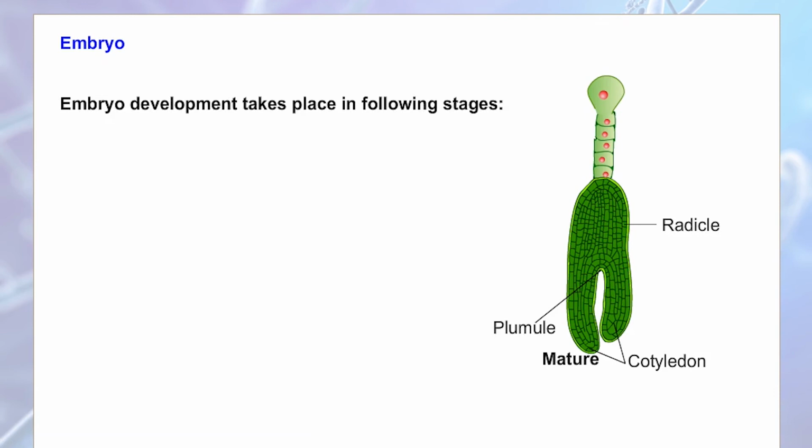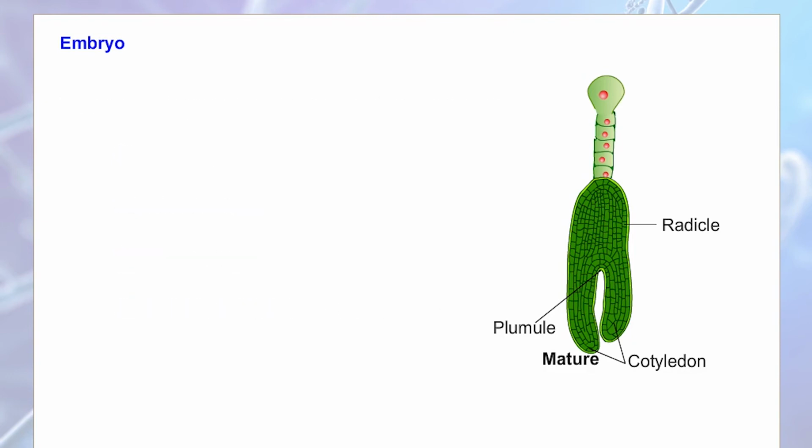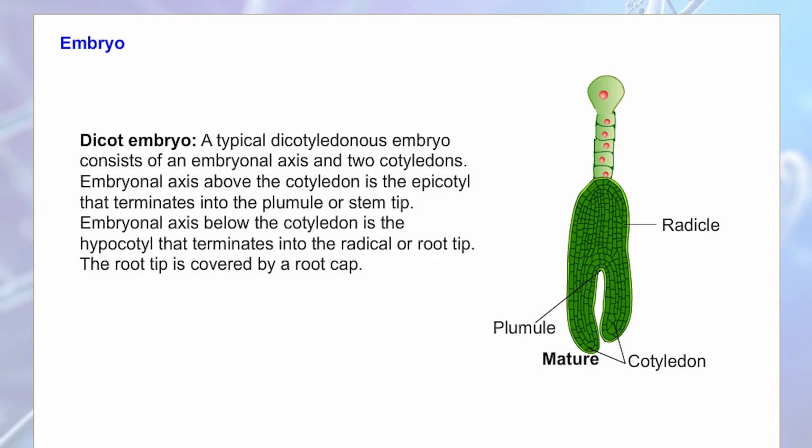Embryo development takes place in the following stages: proembryo, globular stage, heart-shaped, matured embryo. Dicot embryo. A typical dicotyledonous embryo consists of an embryonal axis and two cotyledons. Embryonal axis above the cotyledon is the epicotyl that terminates into the plumule or stem tip. Embryonal axis below the cotyledon is the hypocotyl that terminates into the radicle or root tip. The root tip is covered by a root cap.